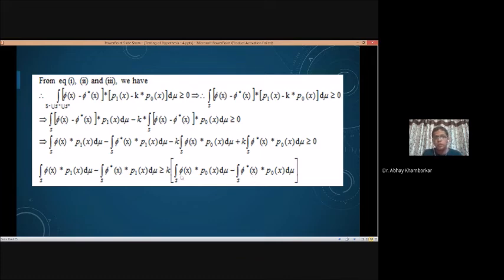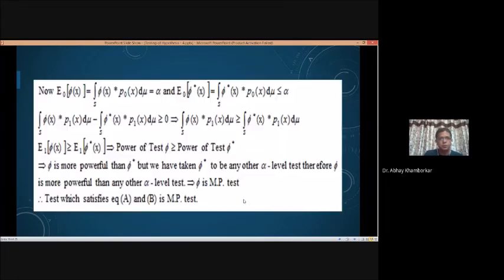According to condition A, expectation of phi of x under h naught is equal to alpha, and we have assumed that phi star of x be any other alpha level test. That means expectation of phi star of x under h naught is always less than or equal to alpha. That means this is alpha, this value is less than or equal to alpha. Naturally, the difference will always be greater than or equal to 0. So that is what I have written here.